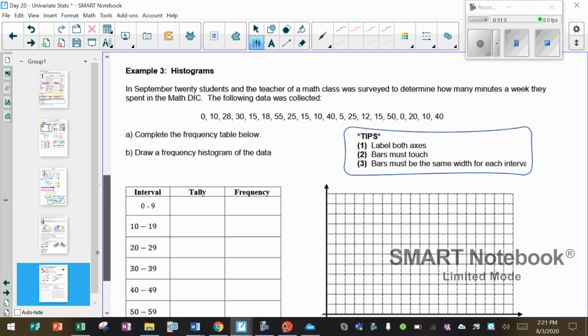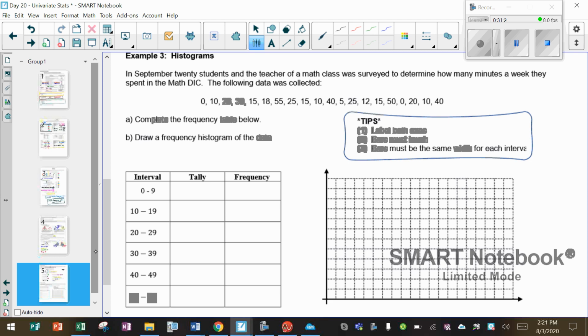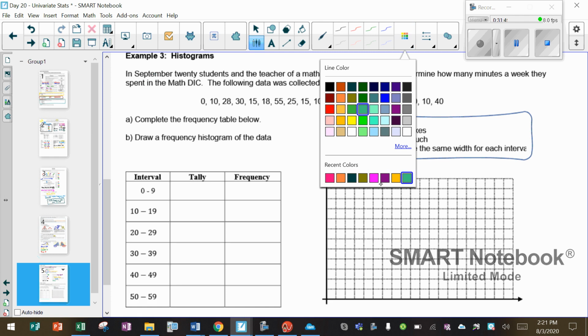Now we're going to do a histogram. So to do our histogram, and this is data of 20 students and a teacher in a math class, they were surveyed to see how many minutes a week they spent in the math department instruction center, getting extra help. So first thing we're going to do is put our data into our table. We can just use chicken scratches, tally marks.